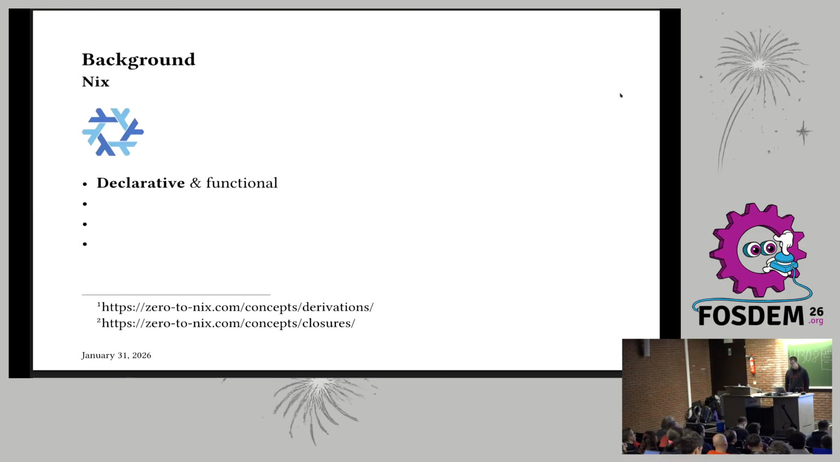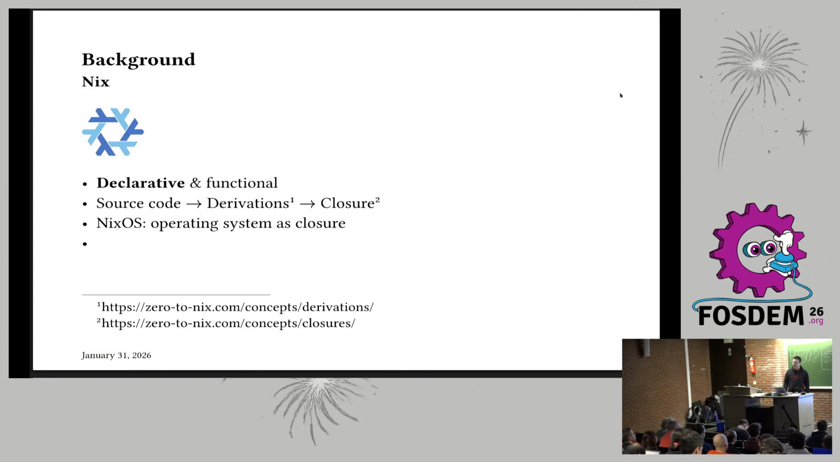And a little background about Nix. Nix is a declarative package manager. It's also a functional programming language. And the concept of it is to take your source code and then call a built-in function, derivation, to transform your source code into closures. Closures are just packages built on your system and put into the Nix store path. And NixOS is an operating system as a closure. If you're interested in Nix and NixOS stuff, you can head to the dev room after this talk.